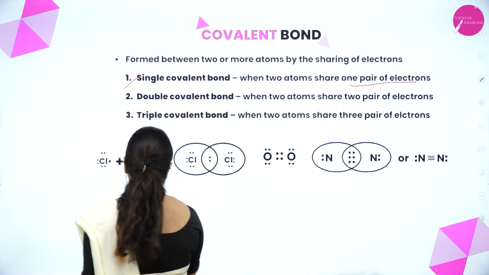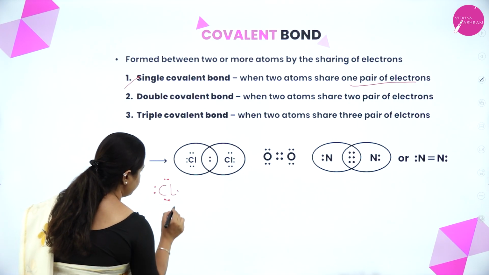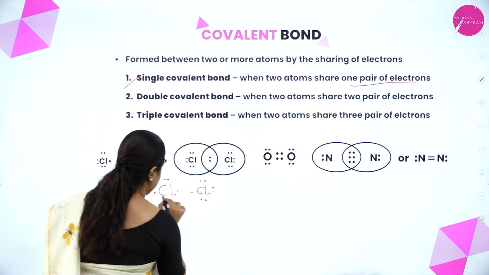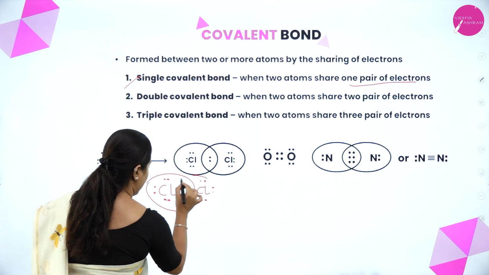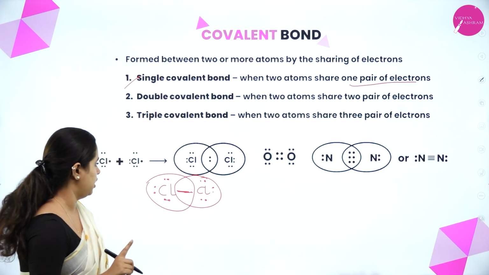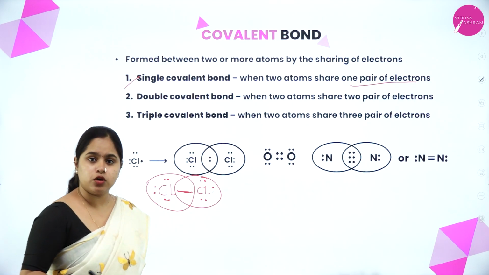One chlorine atom has 1, 2, 3, 4, 5, 6, 7 and another chlorine atom has 1, 2, 3, 4, 5, 6, 7. So, this 8 and this 8, and they share 1 pair of electrons between each other, hence forming a single covalent bond. Now, moving on to the double covalent bond.